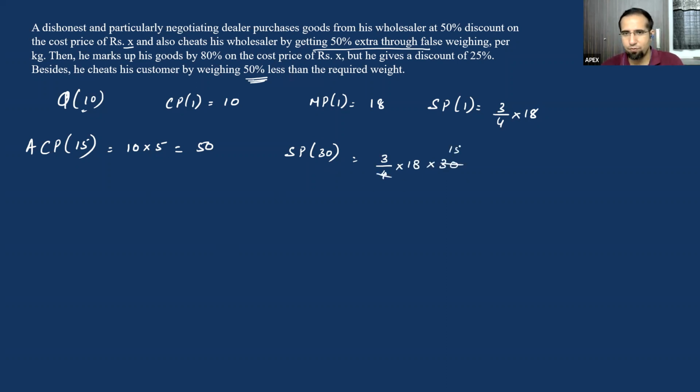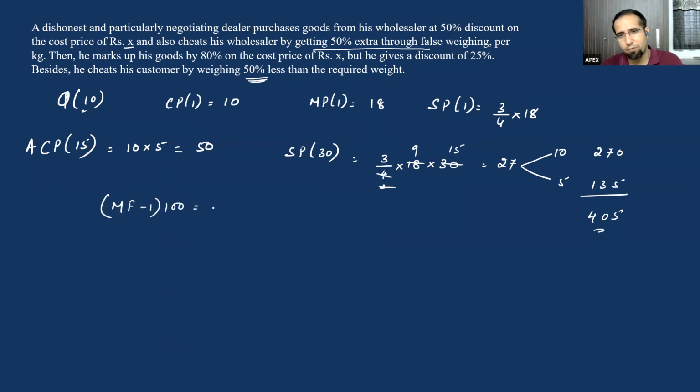So 2 2s and 2 15s and 2 1s and 2 9s. So this becomes how much, guys? 9 3s are 27 and 27 into 15. So 27 into 10 plus 5. That is 270 plus 135. My final value becomes 405. So we got a selling price of 405 and a cost price of 50. I know that my multiplying factor minus 1 into 100 becomes the profit percentage. So that is 405 by 50 minus 1, which can be written as 355 by 50 into 100.